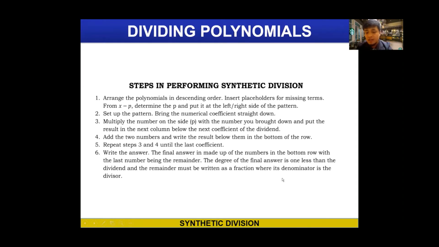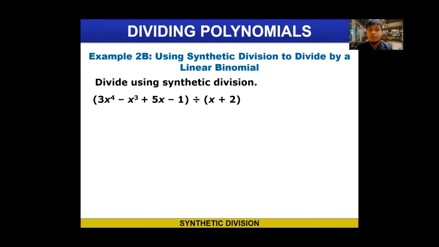So let's get started with the first example. Divide using synthetic division. As we can see, we have 3x to the 4th minus x cubed plus 5x minus 1. This is our dividend. It is going to be divided by x plus 2 as our divisor.